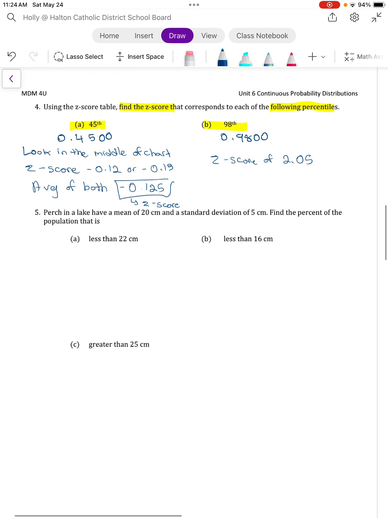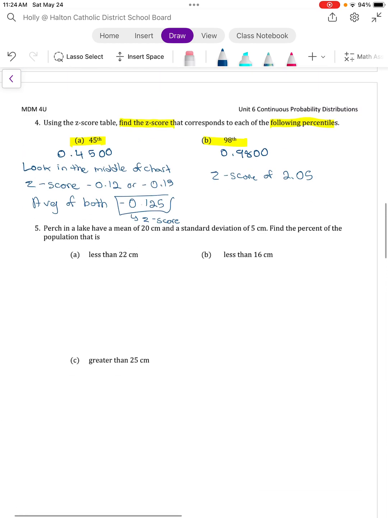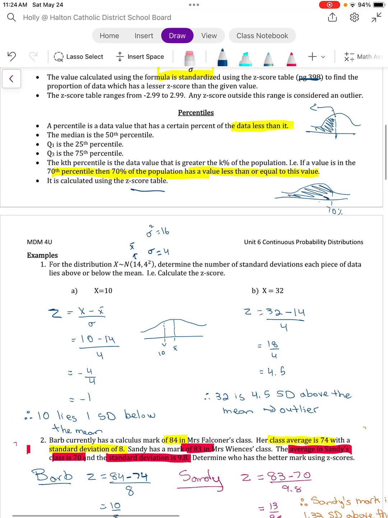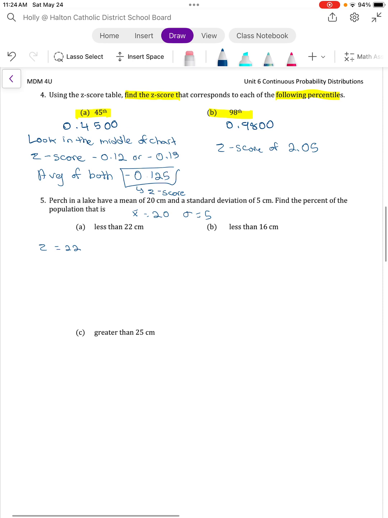So now we have another example here. Perch in a lake have a mean of 20 centimeters and a standard deviation of 5. Find the percent of the population that is less than 22 centimeters. So we're going to use our Z-score. My observation is 22. And remember, the less than is what I was talking about above. The percentiles show less than, so keep that in mind when we get to part C.